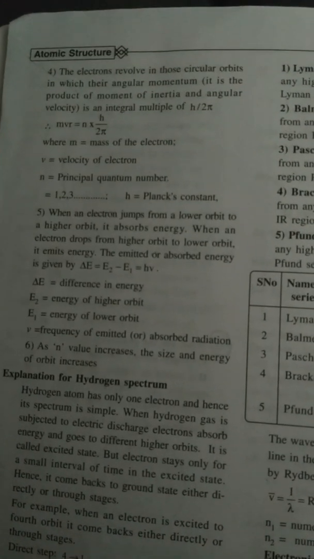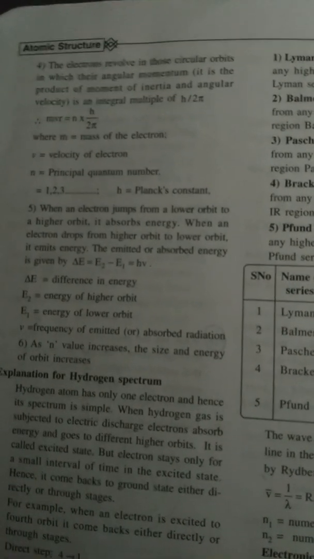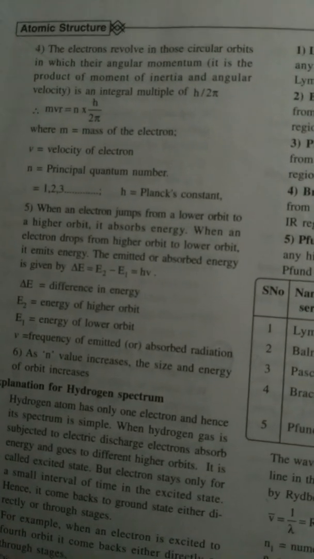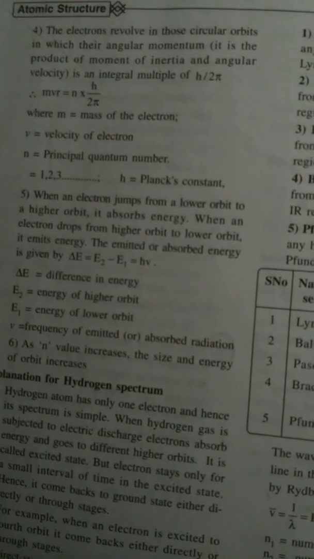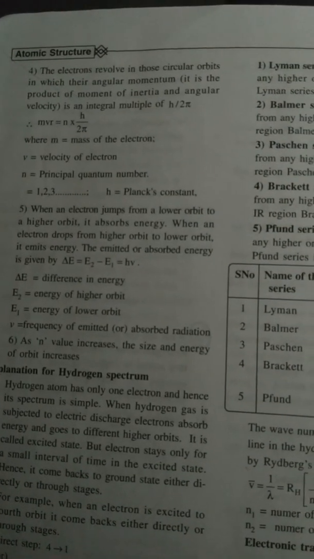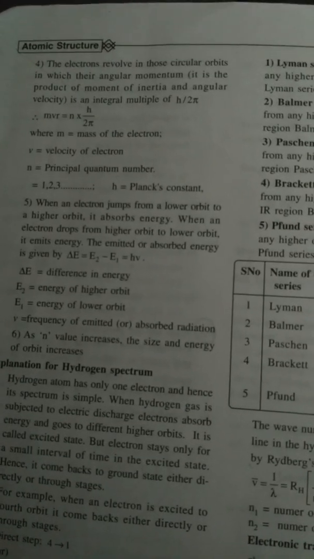What is linear momentum? Linear momentum is mv. What is r? r is the position vector. So mvr is equal to n into h by 2 pi, where n is the principal quantum number, an integer. m is the mass of an electron. v is the velocity of the electron. n is the principal quantum number, equal to 1, 2, 3. h is Planck's constant.